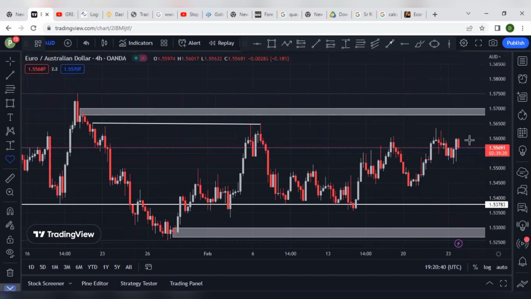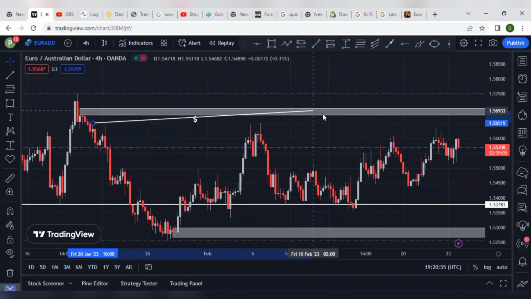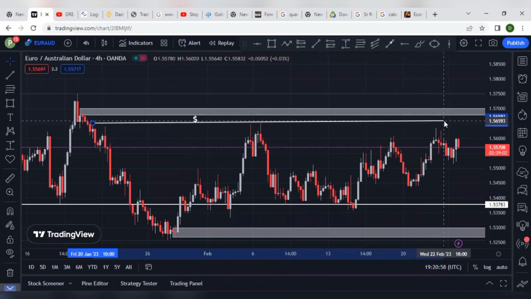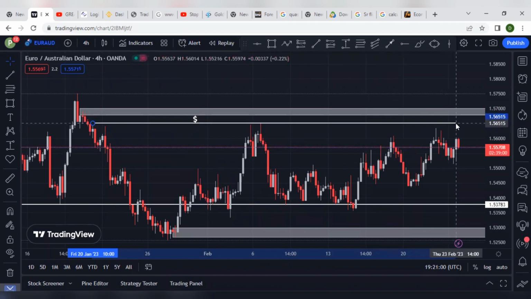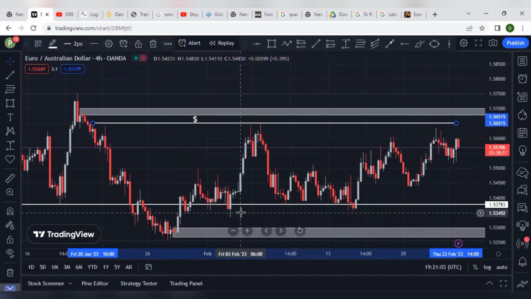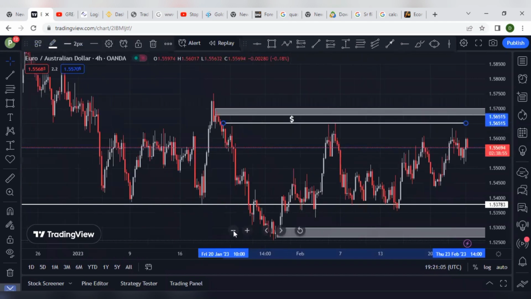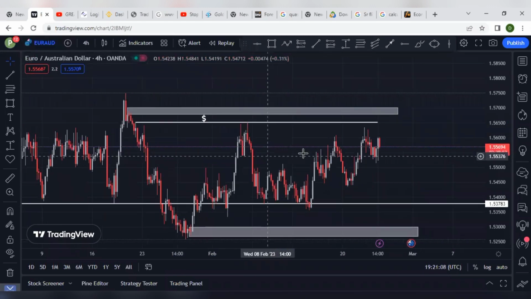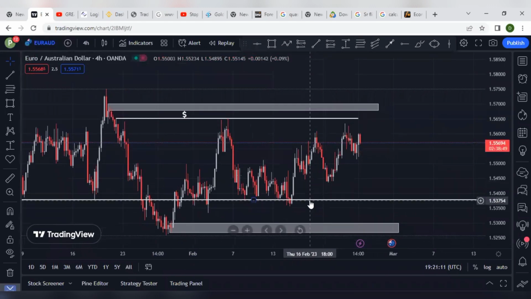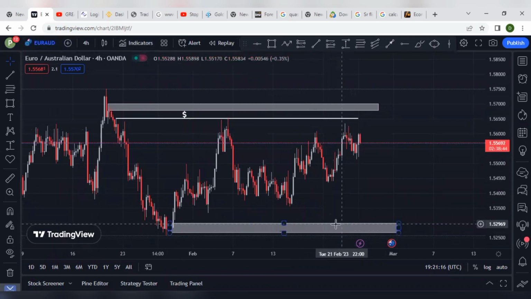Very good. So this is where the stop losses are. We would like this high to be taken before we enter the trade. So I can extend it to the right side. Very good. Okay, so now we will expect this to be taken and the market should push down.